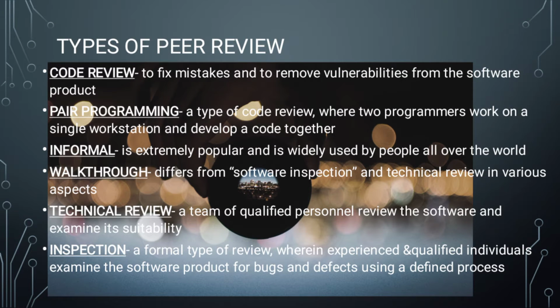Here are the types of peer review. First is the code review, to fix mistakes and to remove vulnerabilities from the software product. It is the systematic examination of the computer source code, which further improves the quality and security of the product.